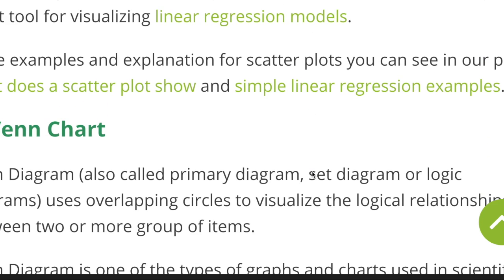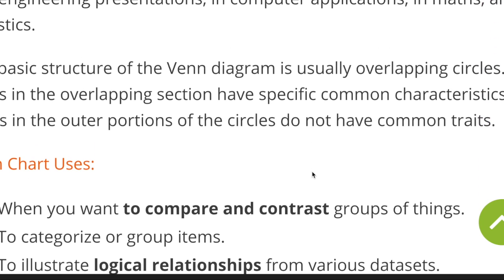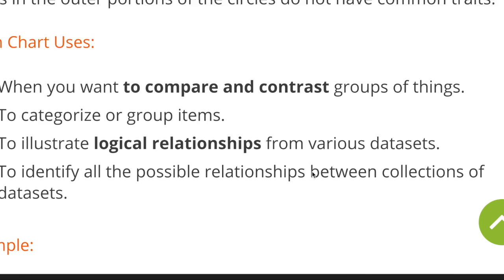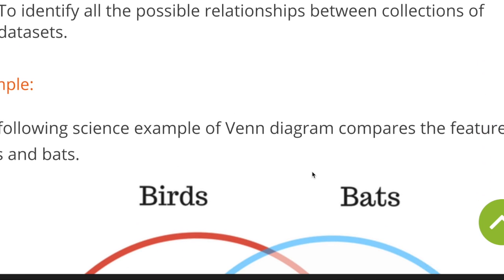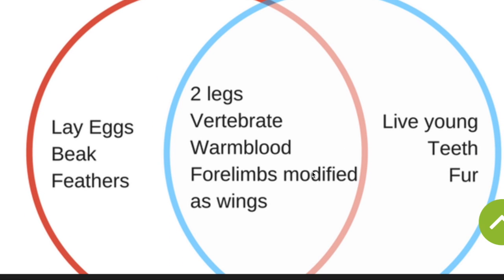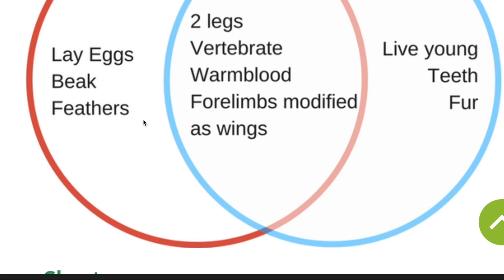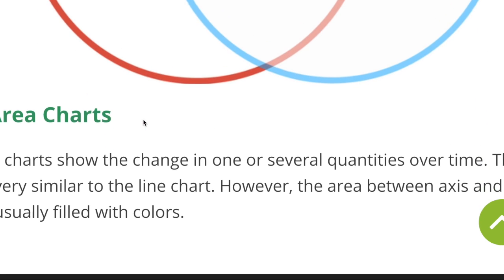A Venn chart is using circles to represent sets of things where they intersect. That is a commonalities to both of the sets. So here we're comparing bats and birds. Both have two legs, both fly, etc., etc. But then there's differences between bats and birds, and so you can put those outside of their respective circles.